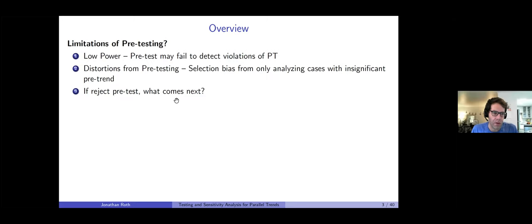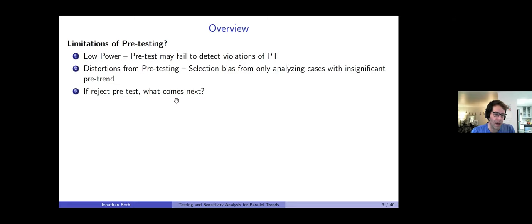The second issue is a somewhat more subtle one, which relates to statistical distortions from pretesting. I'll talk about this in more detail. But essentially, if we only analyze cases where we don't find a significant pretrend, that's going to lead to some selection bias in terms of which draws of the data we actually look at. And that can create some additional statistical problems.